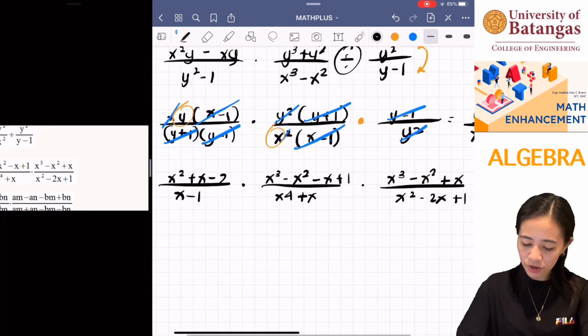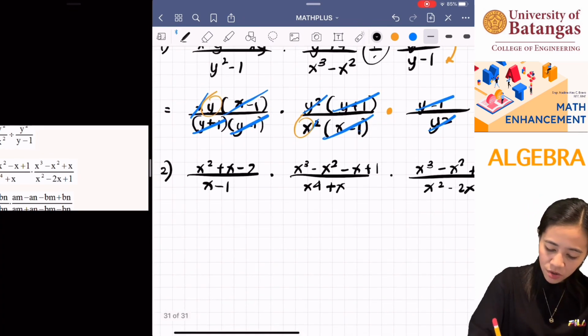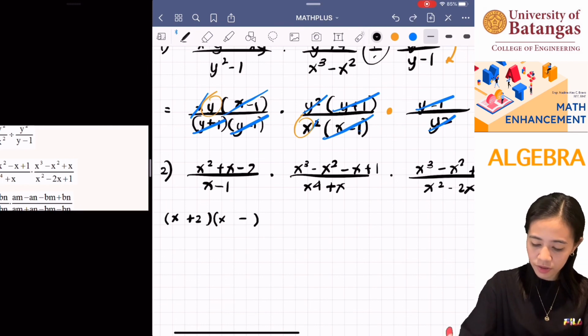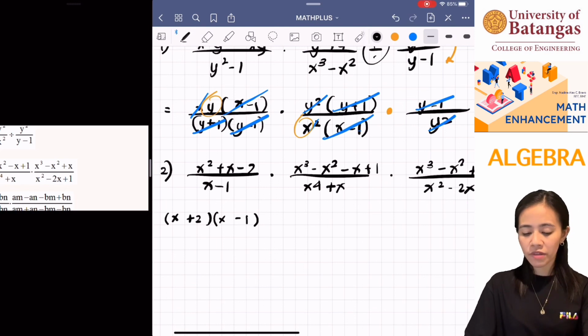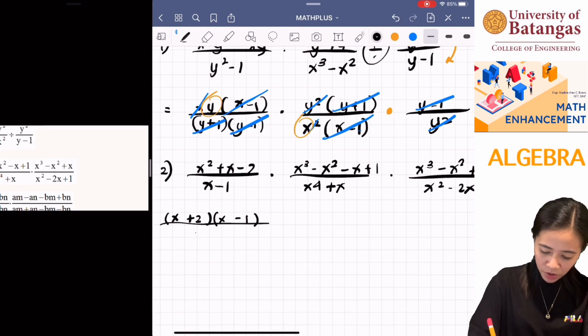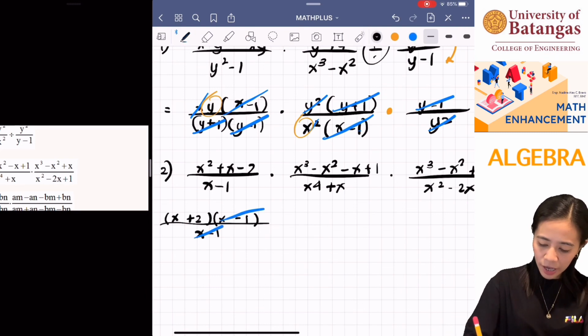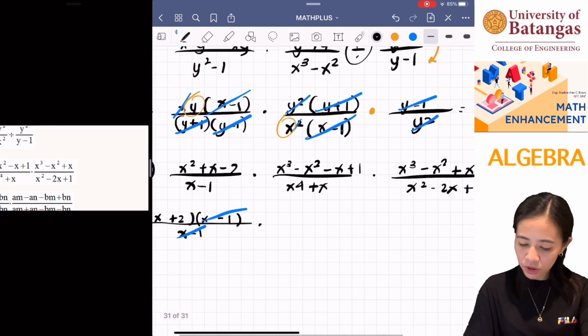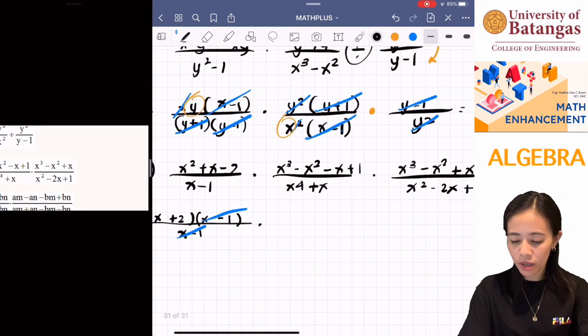Okay, let's start factoring. So, for the first fraction, let's have x and x. It's positive 2 and negative 1, di ba? Para you have negative 2, ang sum positive 1. All over x minus 1. So, dito pa lang kita mo na pwede ko na itong i-cancel. Di ba? Times.